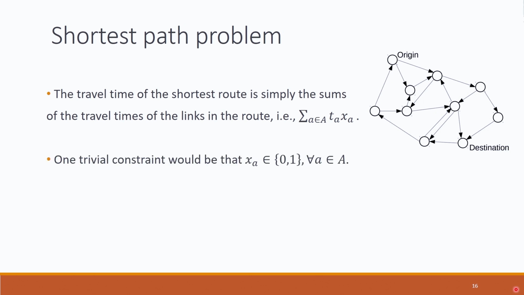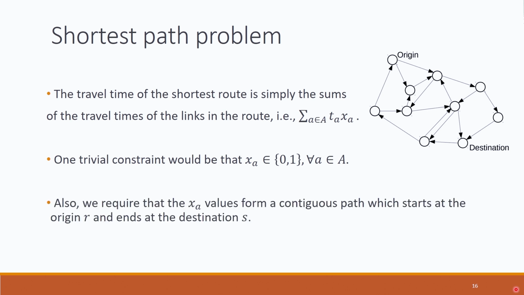So it can only take value 0 or 1 for every link a, and we also require that xa values form a contiguous path which starts at the origin R and ends at the destination node S. Now why is this important? Note that if we do not put this condition that the final path should actually join the given origin and end in the given destination, then you can get xa values to be 1 for some links arbitrarily, but they do not form a continuous path which starts from the origin R and ends in destination S.